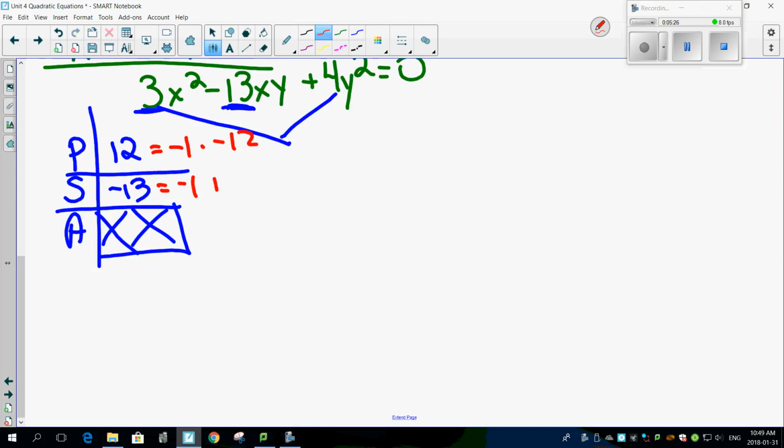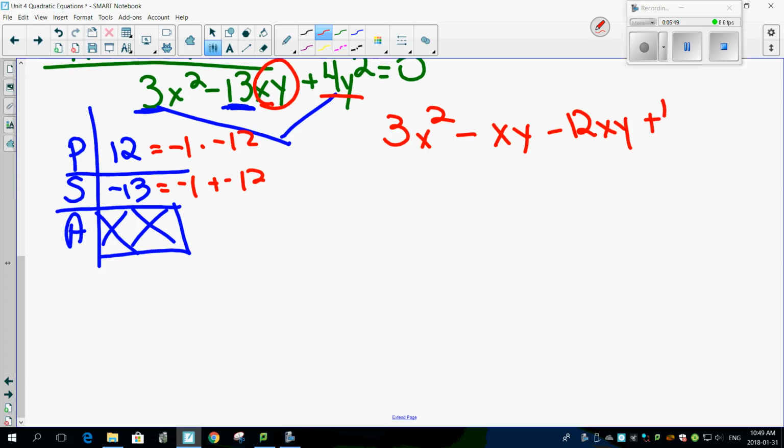Look at that. Minus 1 plus minus 12 gives us, oops, made that look like a 13. There we go. Add those two numbers together, you actually get the negative 13. So rewrite this equation: 3x squared minus xy, because remember, the middle term is an xy, minus 12xy plus the 4y squared. It's a group of 4, so of course you can group factor this now.